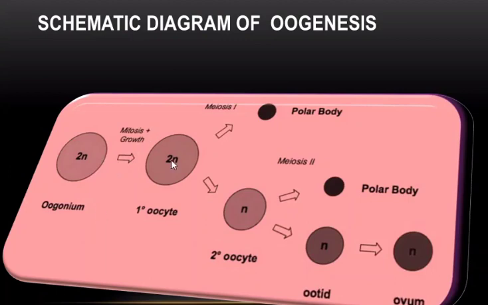mitosis, and then this oocyte converts to a polar body and a secondary oocyte, which are haploid, and then meiosis occurs in the oocyte and it forms a further polar body and an ootid, and then the ootid develops into an ovum.